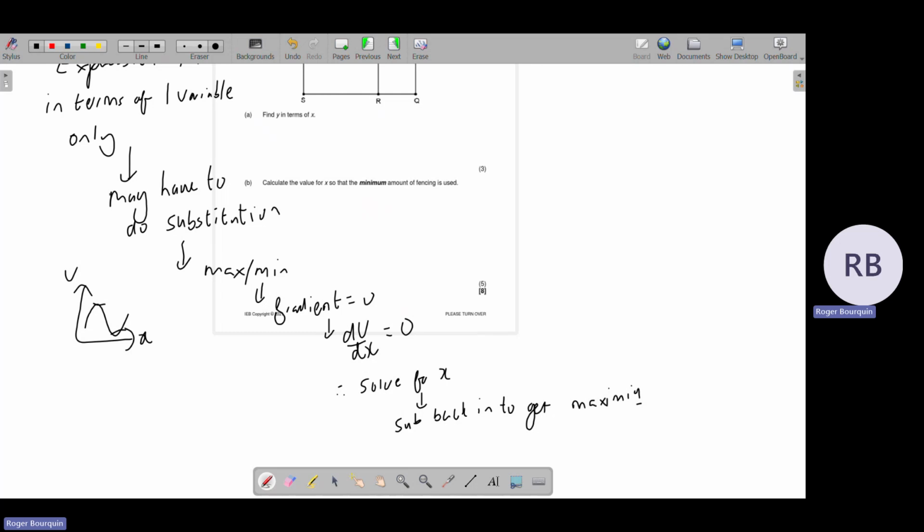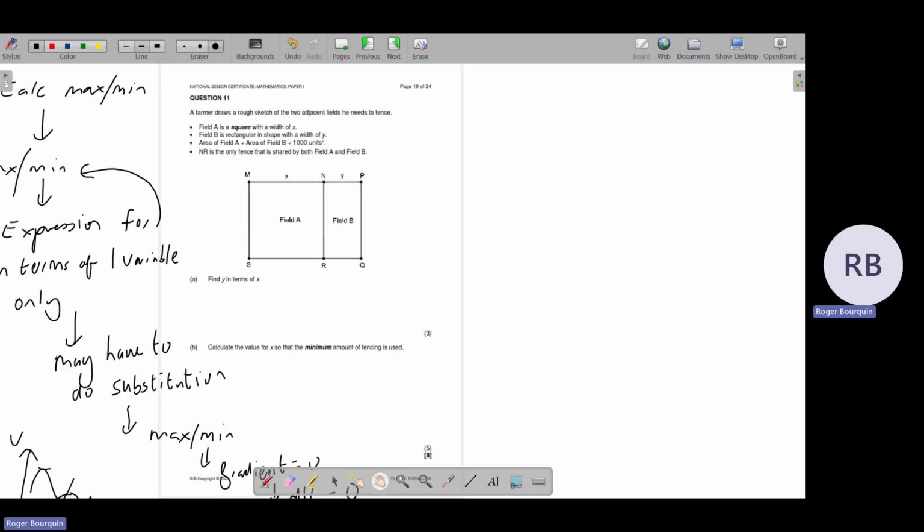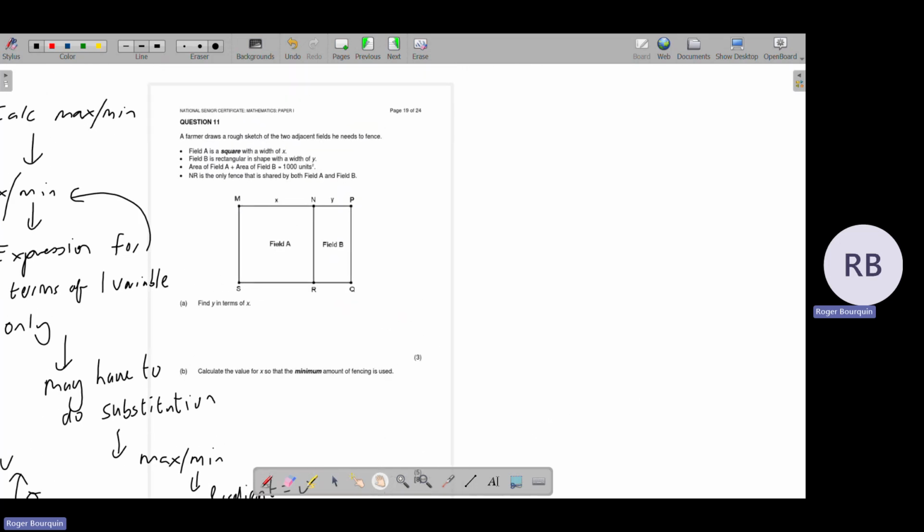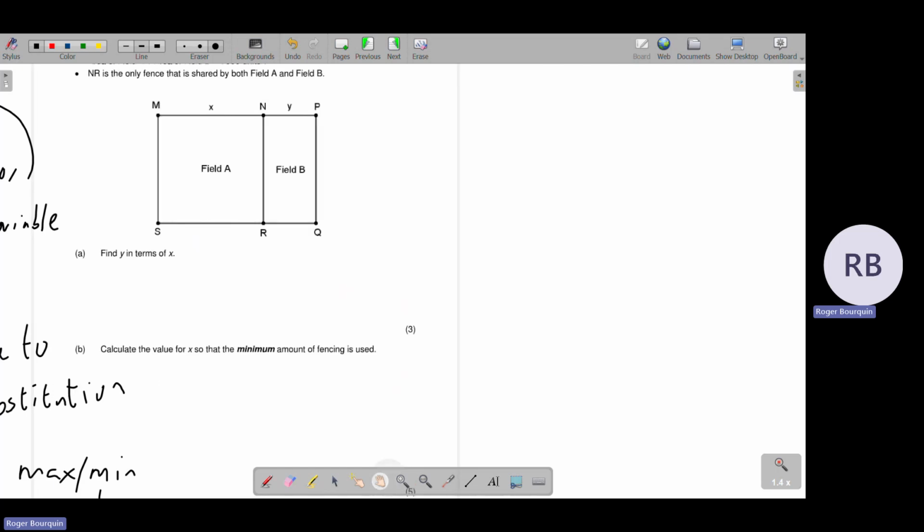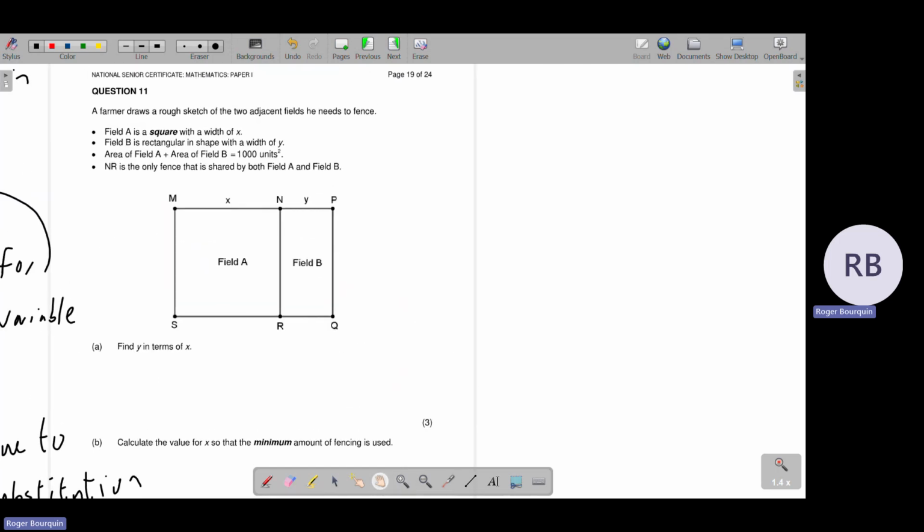Okay, so let's quickly do this one over here. It says, a farmer draws a rough sketch of two adjacent fields. Field A is a square, so fill in what you can. What's this distance here? X, X, X, right? Field B is rectangular in shape with a width of Y, but that must be X as well, right?